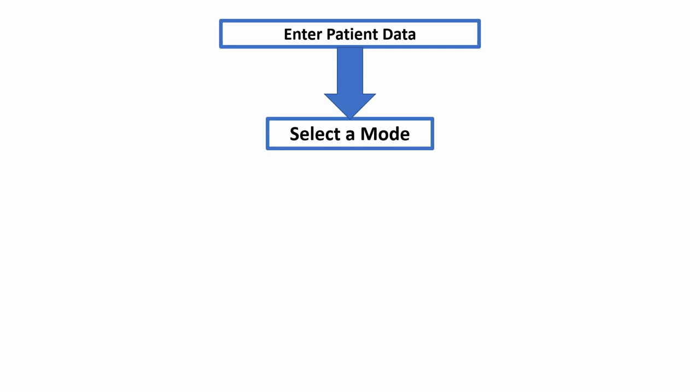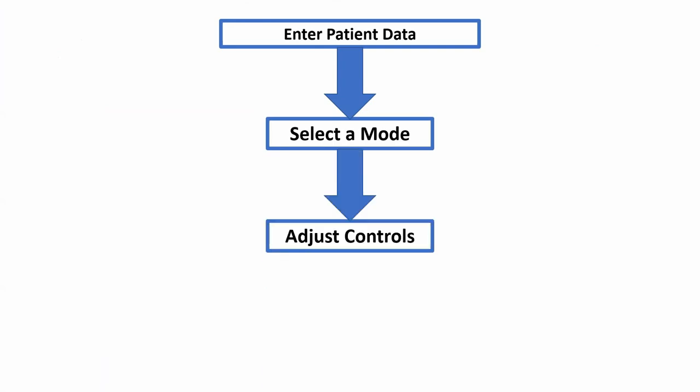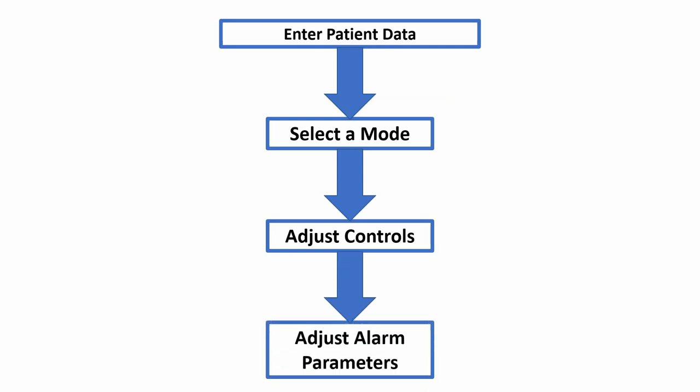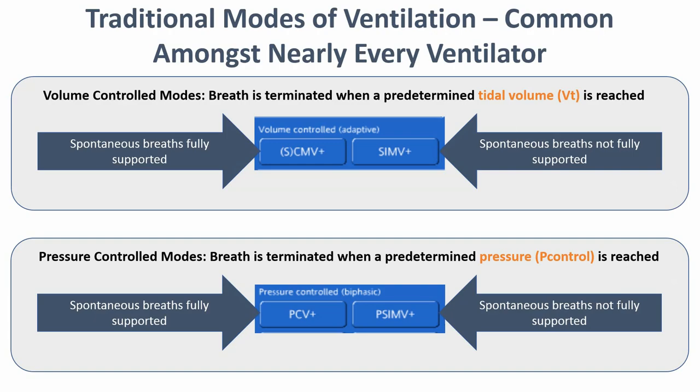We'll talk about basically the only 3 settings you're going to need to know. But essentially, to put a patient on the ventilator, all you have to do is put in the patient data, select a mode, adjust your controls, and we'll talk about what controls are, and then adjust alarm parameters. Those are basically the only steps that you have to go through to put the patient on the ventilator.